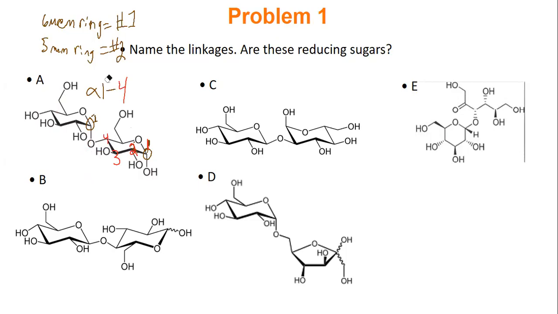Again, no need to put your answers into text. You can just write them down and I will give them to you in like a couple minutes just to see if you're on the right track. But let's see if we can figure out B, C, D, and E here. Oh, now are these reducing sugars? I forgot about the second part. So free anomeric carbon on A. So this is reducing.